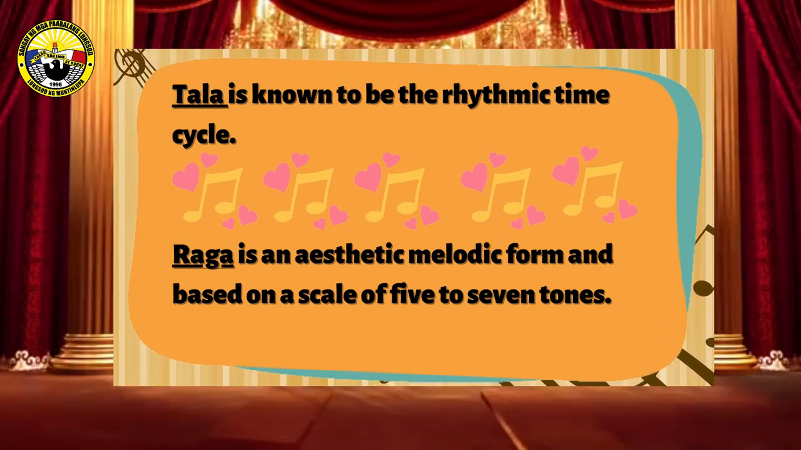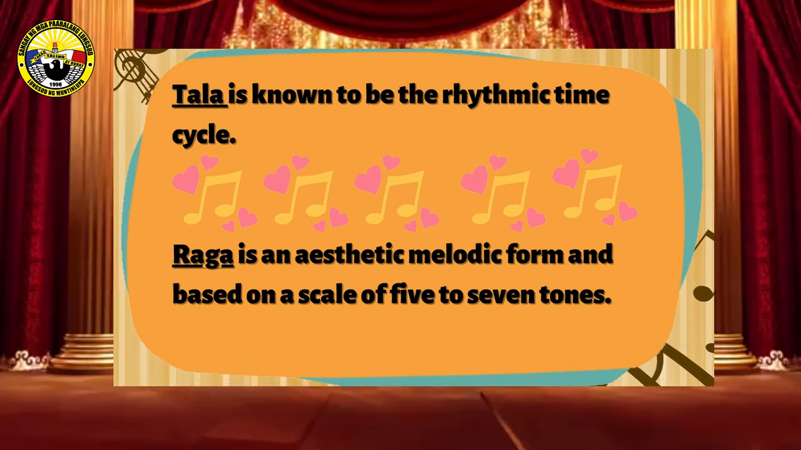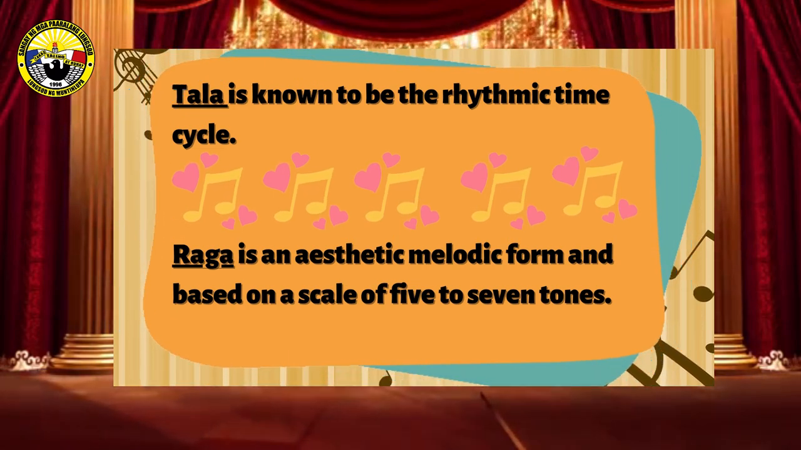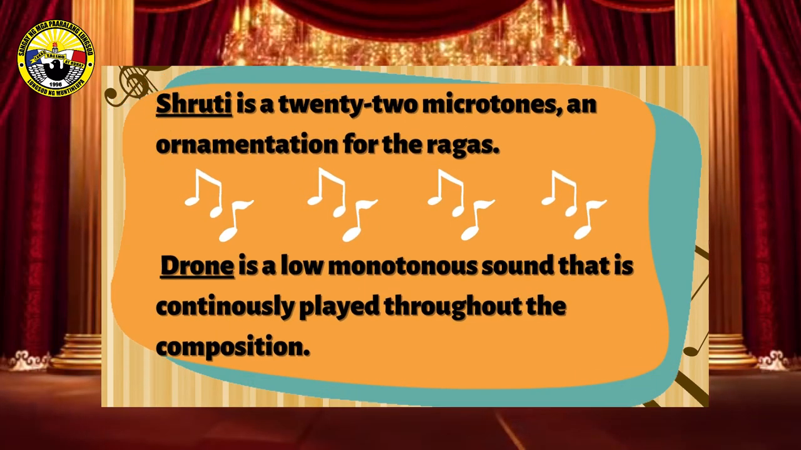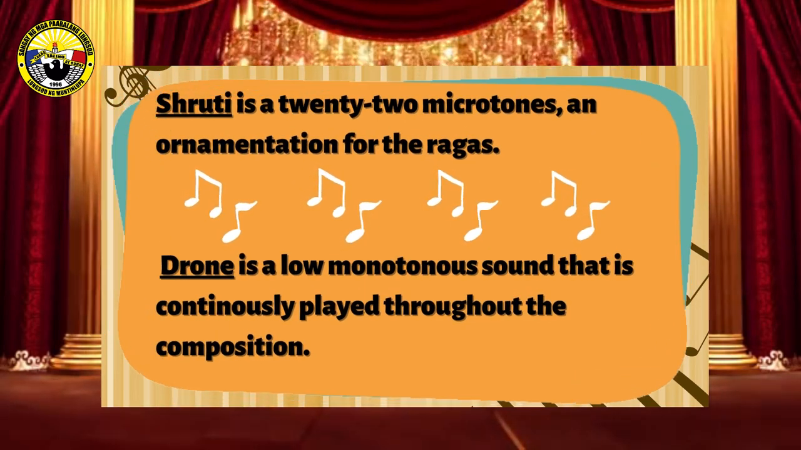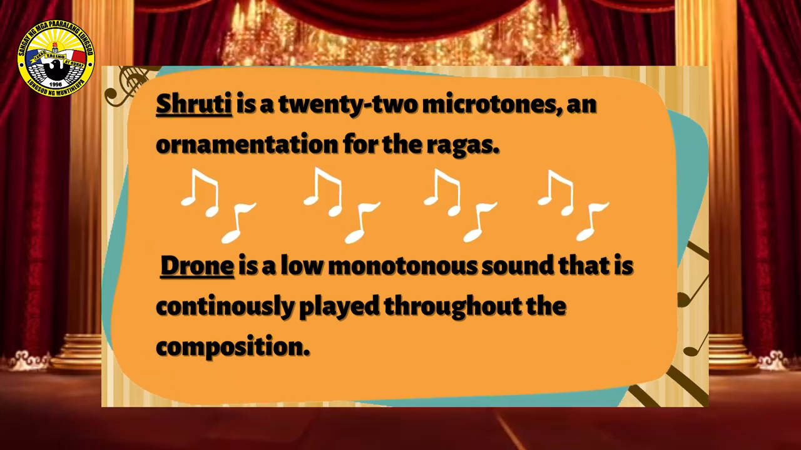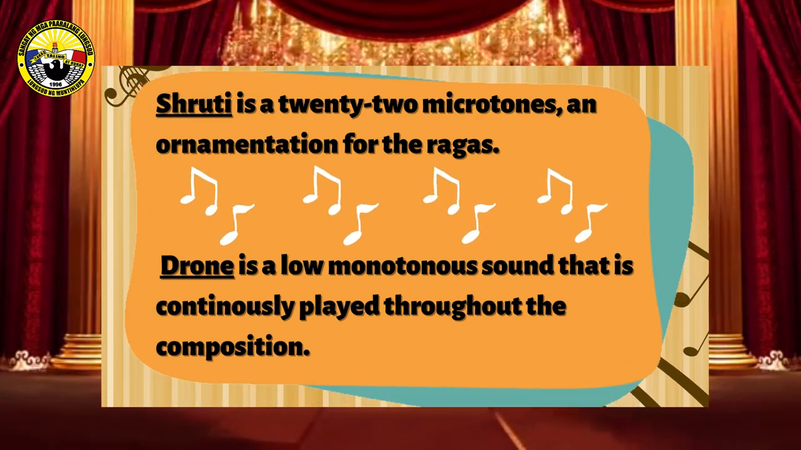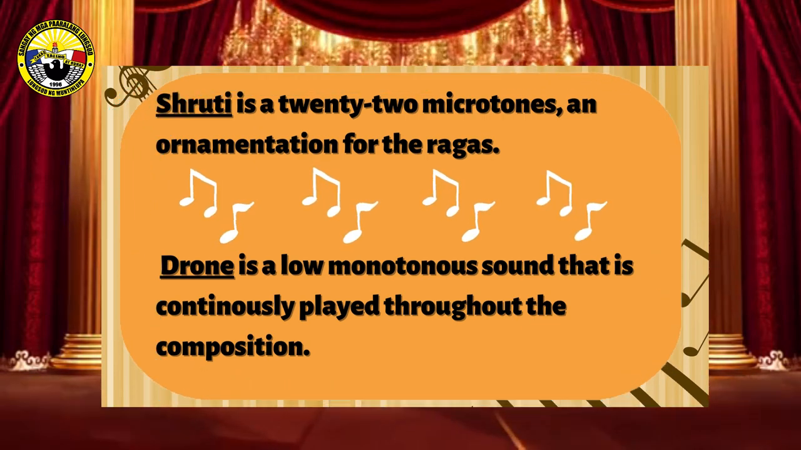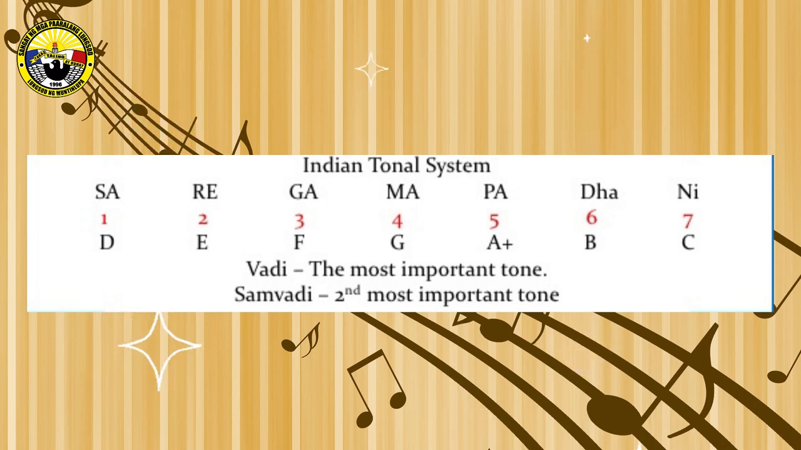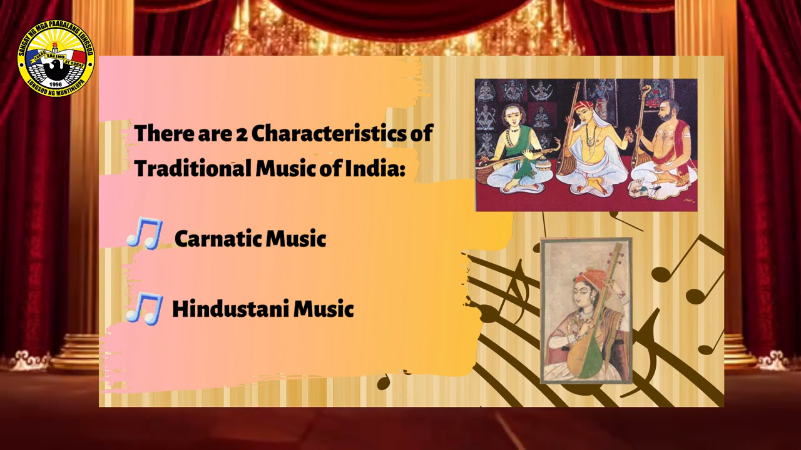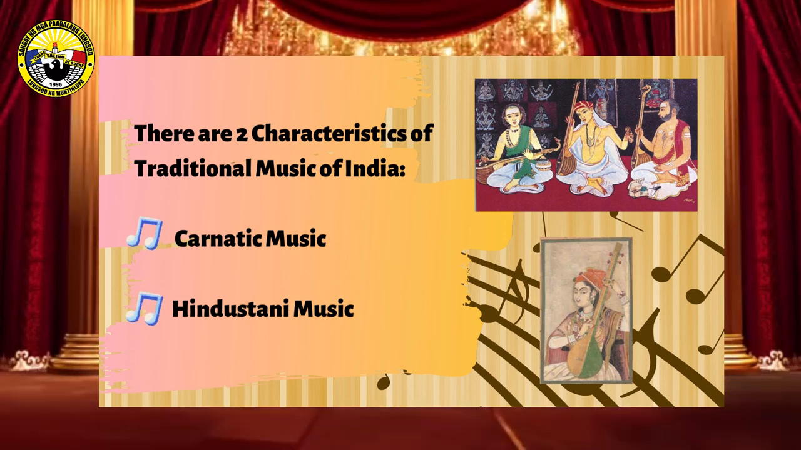A raga is an aesthetic melodic form based on a scale of 5 to 7 tones. The sruti is 22 microtones, an ornamentation for the ragas. Another important element is the drone, a low monotonous sound that is continuously played throughout the composition. There are two characteristics of traditional music of India, the Carnatic and Hindustani music.